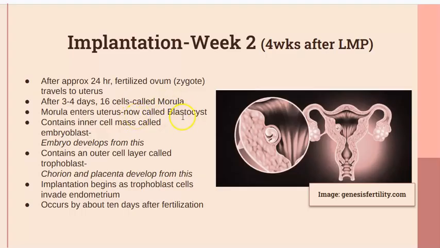This blastocyst contains an inner cell mass and an outer cell mass. The inner cell mass is the embryoblast, which eventually gives rise to the embryo and then the fetus. The outer cell mass is called the trophoblast. Those trophoblast cells are what become the chorion and the placenta. Implantation begins as those trophoblast cells invade the endometrium, and this occurs about 10 days after fertilization.